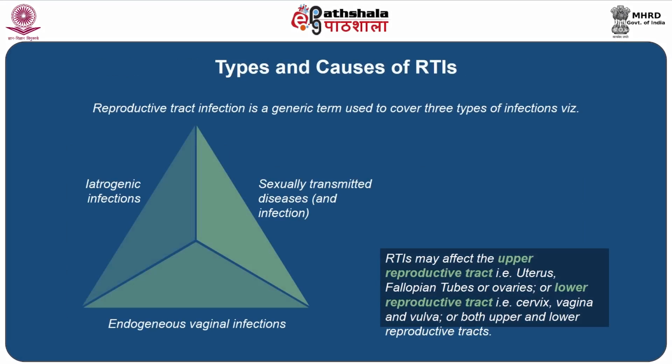Now let us look at the types and causes of RTIs. RTIs is a generic term which is used to cover three common types of infections, first being the sexually transmitted diseases, now called sexually transmitted infections, endogenous vaginal infections, and iatrogenic infections. RTIs may affect the upper reproductive tract, that is the uterus, fallopian tubes, or the ovaries, or the lower reproductive tract, that is the cervix, vagina, and vulva, or both upper and lower reproductive tracts.